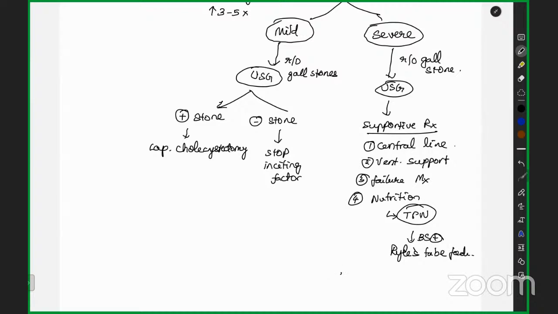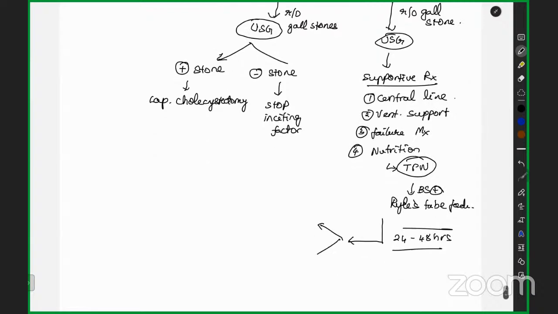Okay. So then comes the final one. You're going to do all these supportive care, and manage this patient for 24 to 48 hours. After 24 to 48 hours, you're going to see whether the patient is improving or not improving. If the patient is improving, you're going to continue this treatment for 6 to 7 days.